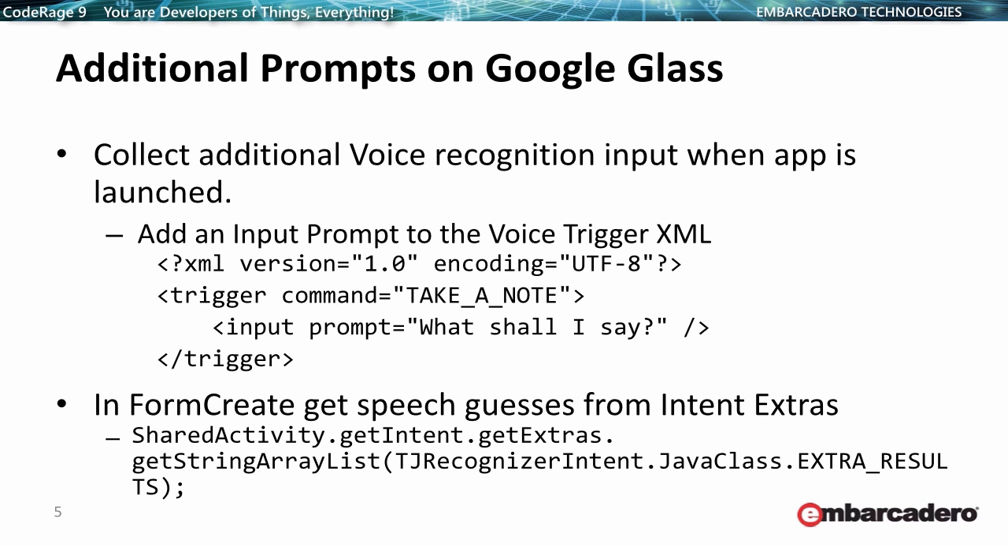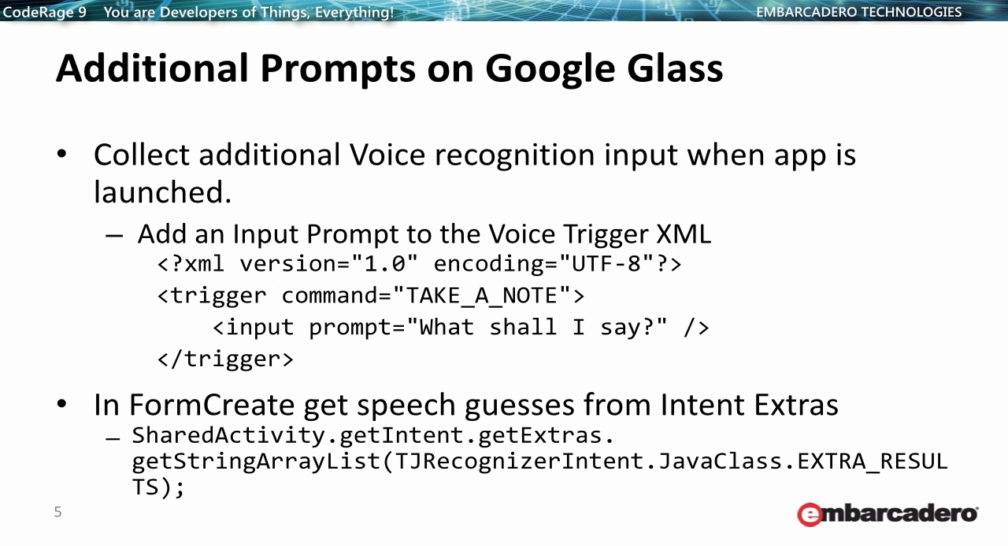Now, if you want to do an additional prompt for additional input, you can do that as well by adding an input prompt to the voice trigger. So the default voice trigger is to just say trigger command equals and then whatever it's going to be. The default one for taking a note is take_a_note. So that's what you'd use to take a note. Now, if you want to do a custom one, you could modify that to anything, and I'll show you an example of that. But if you want to do an additional prompt, that's where we see here where it says input prompt equals what shall I say?